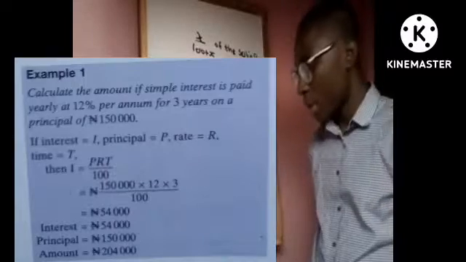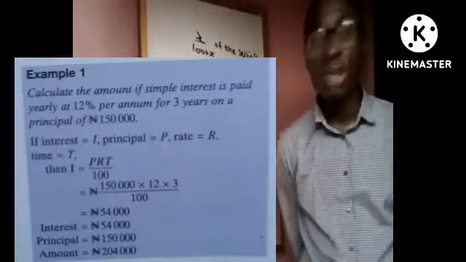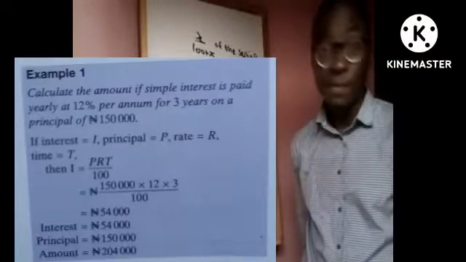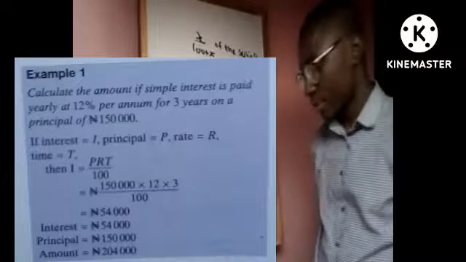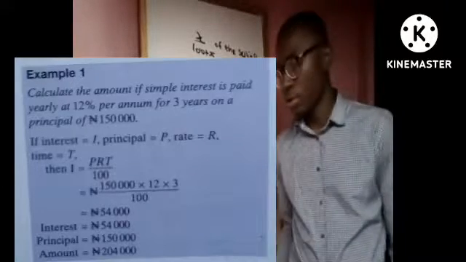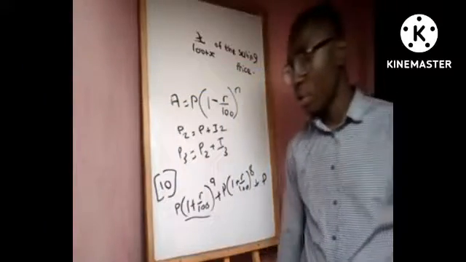Our amount, which we have to calculate here, is the sum of the principal and the interest, which is 150,000 naira plus 54,000 naira. That would be 204,000 naira. Now that is how to make use of simple interest to calculate the amount. Now let's move on to compound interest.